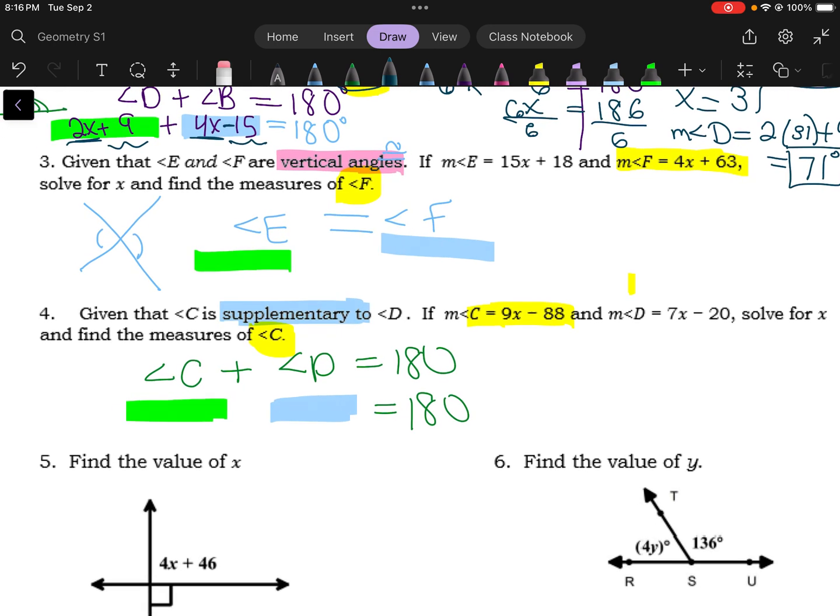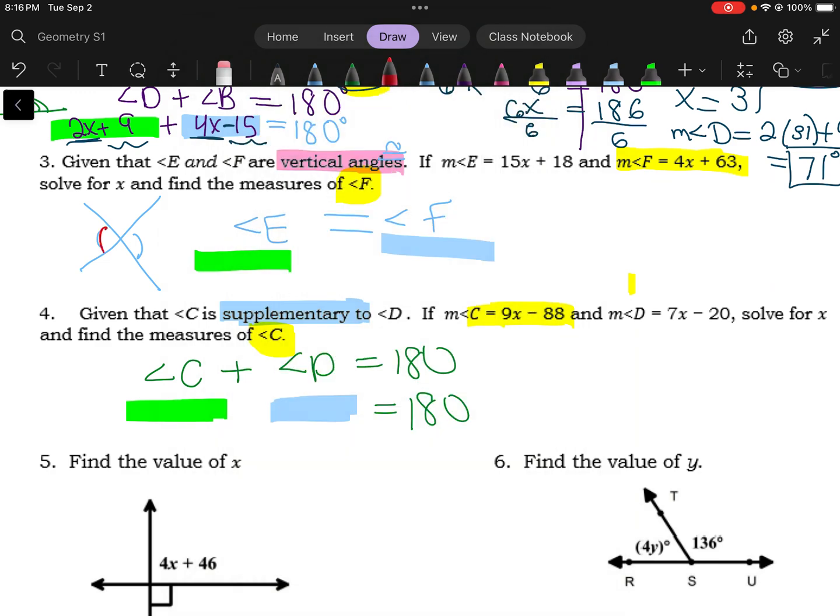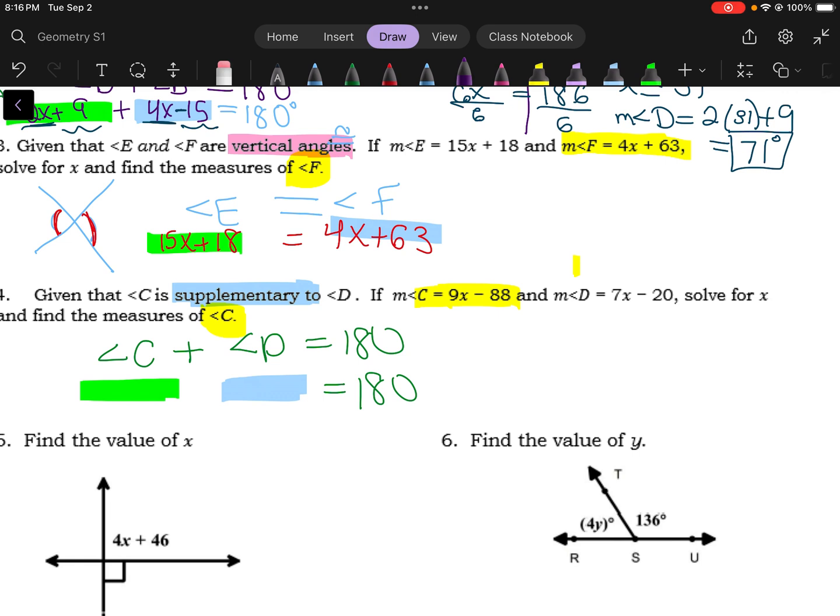Vertical angles are across the way from each other. They share intersecting lines, and that means that they are equal to each other if they are vertical. So angle E is 15x plus 18. Angle F is 4x plus 63. So solve for x first. Okay, so how am I going to move these around?